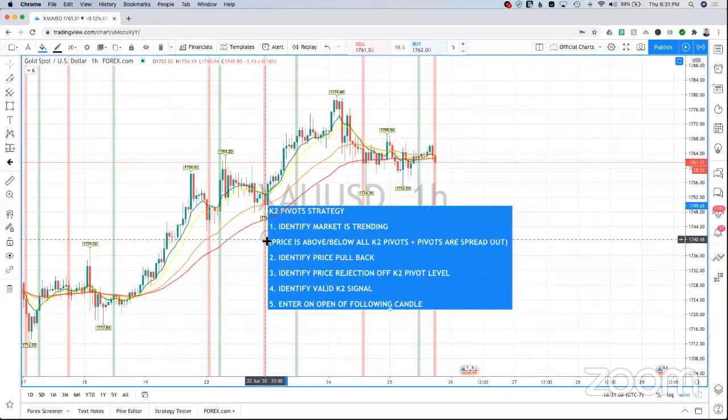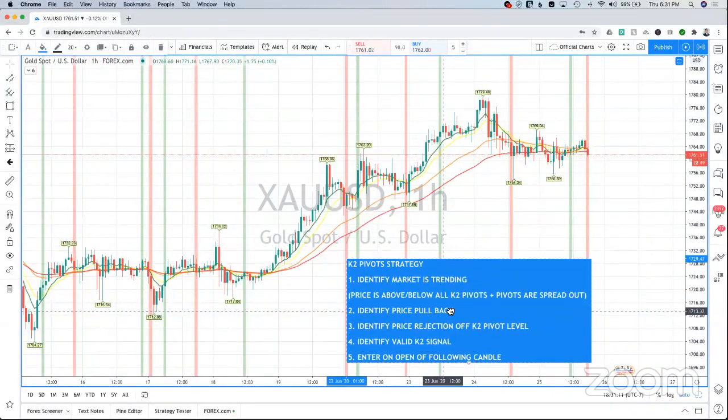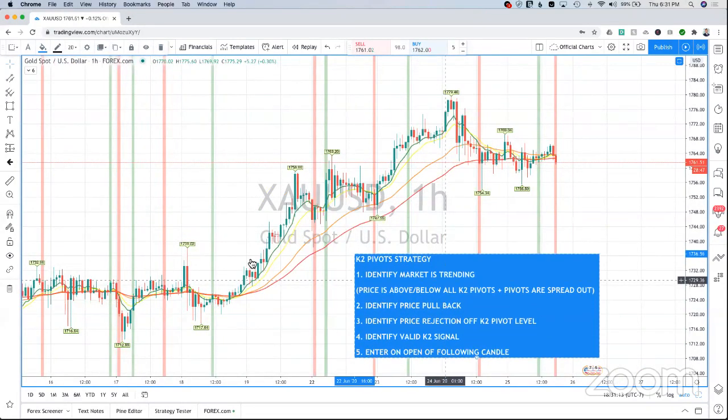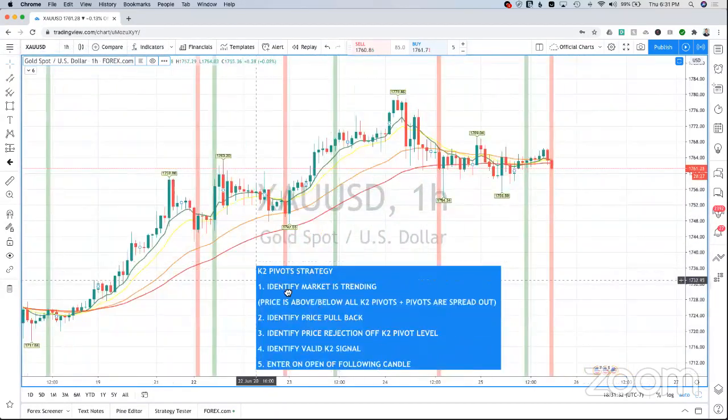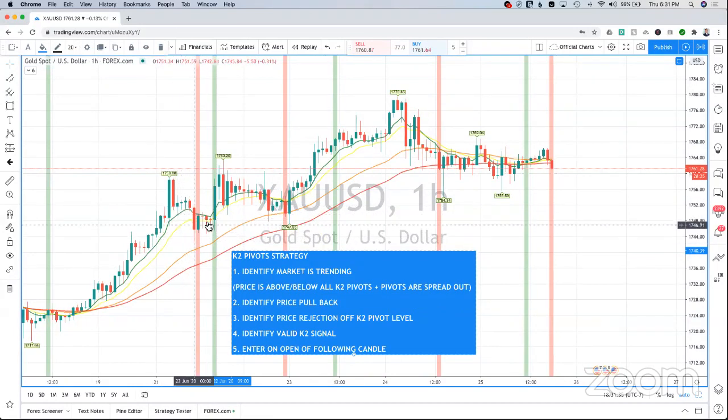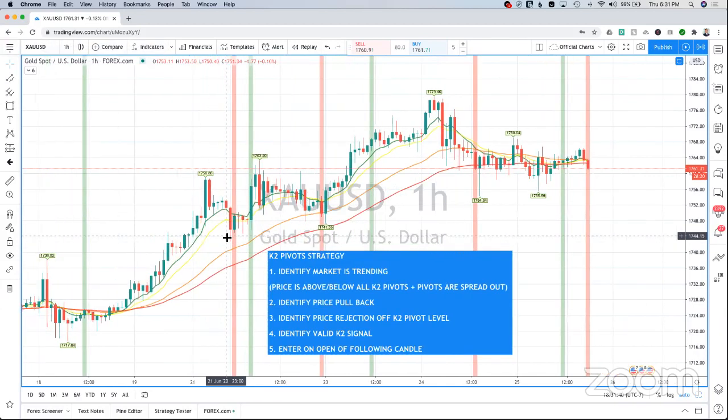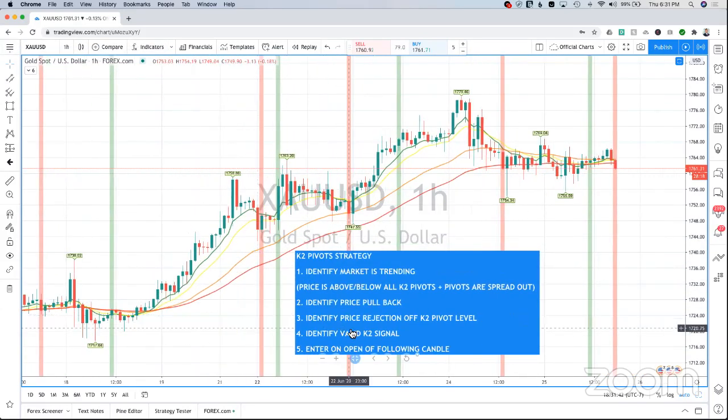Okay, so let's get through this right here. This is the 1 hour chart for gold. You identify the market is trending. Obviously, it's trending right here. Next, you identify a pullback right here, it pulled back. And then next, you want to identify a price rejection. So market's trending, pullback, rejection right here. It didn't reject directly off a K2 pivot, but technically it did. So this one didn't reject off, but this one did. So 1, 2, 3, 4 rejections right there. 3 requirements are met. Next, you identify a valid K2 signal.